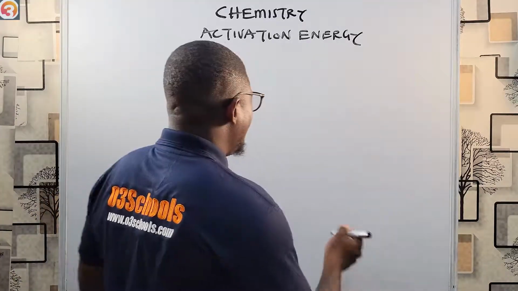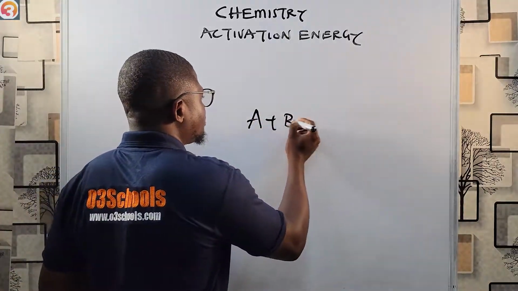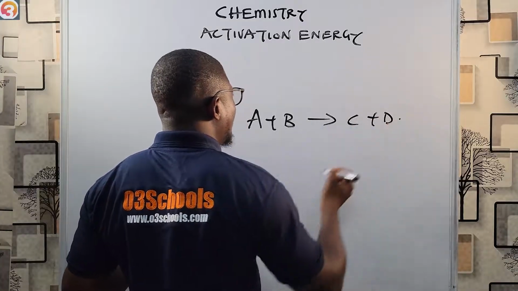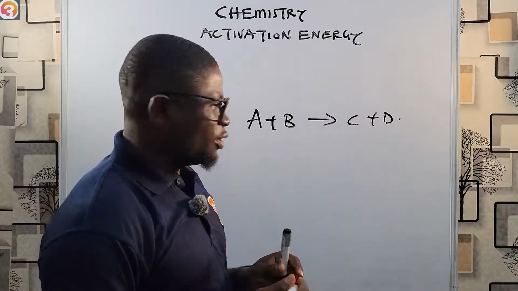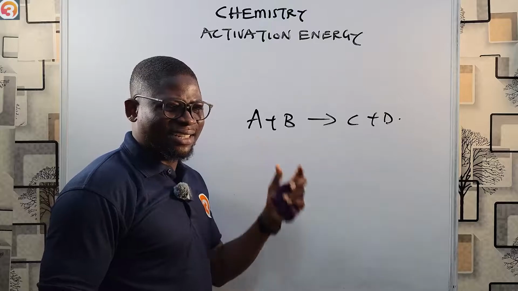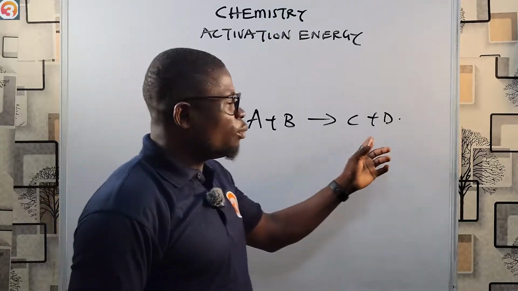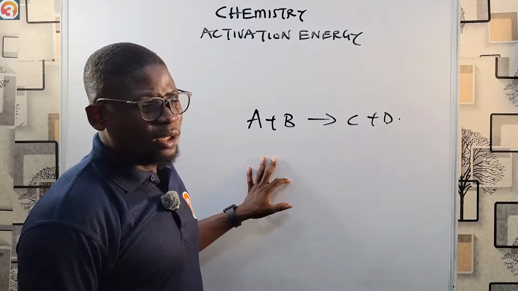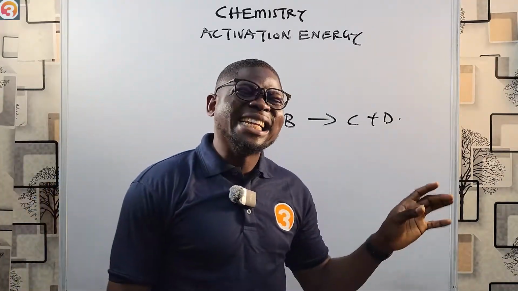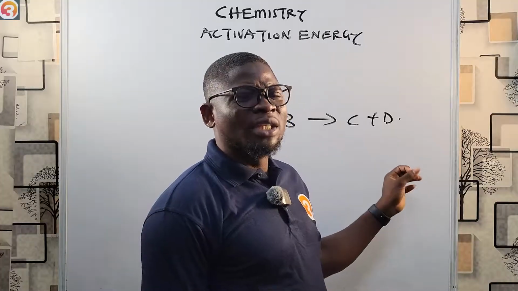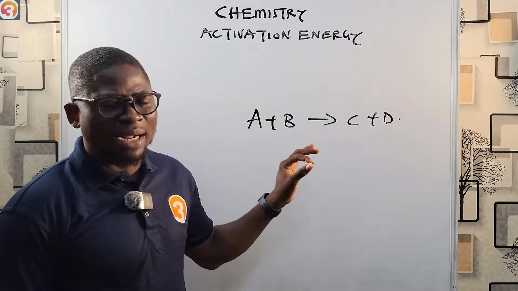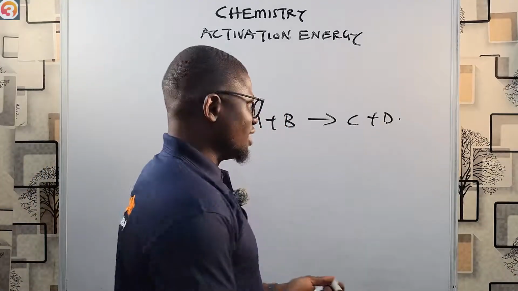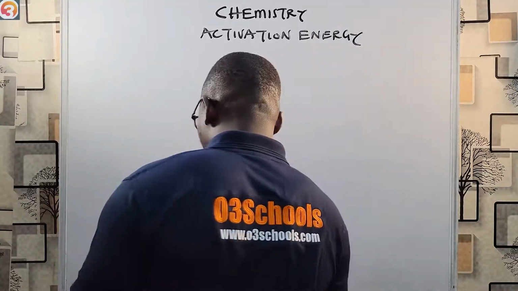So if you have a reaction like A plus B equals C plus D, there's a minimum amount of energy that's required by the reactants in this reaction before they will form products. There's a minimum amount of energy that's required. So we call activation energy the energy barrier that must be overcome by colliding particles before they form products. And let me write it out so that it becomes very clear for us to understand.